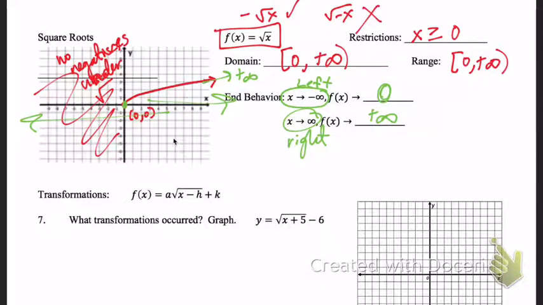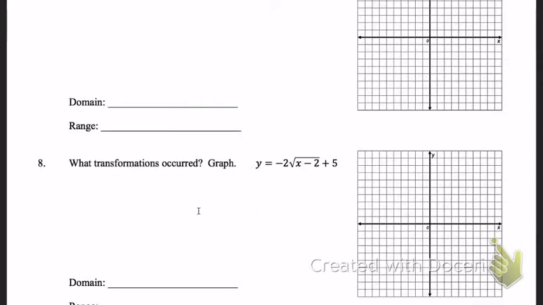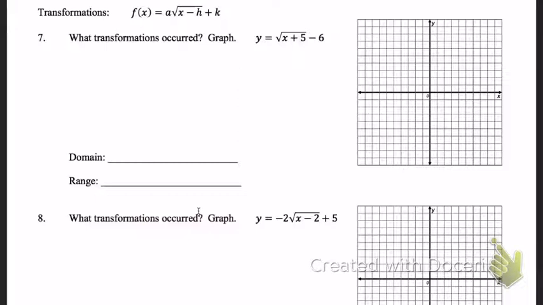Transformations are exactly the same for a square root function, so I'm not going to rewrite them, but you're still going to say reflects the x-axis, vertical stretch compression, left, right, up or down. So if we look at number 7, I'm going to scroll down a little bit so that we have more room. If we look at number 7, what would my transformations be?